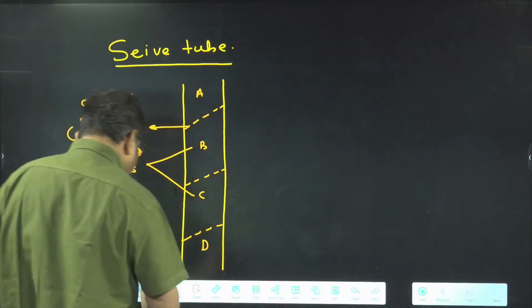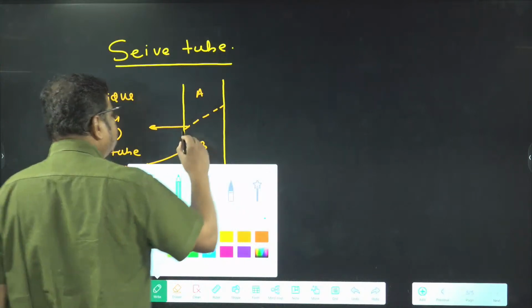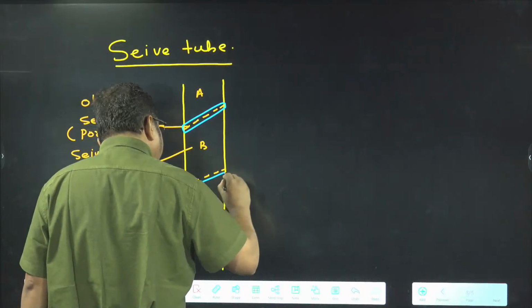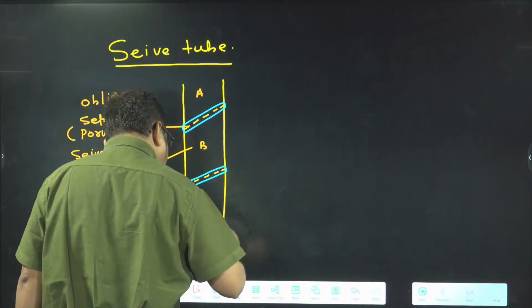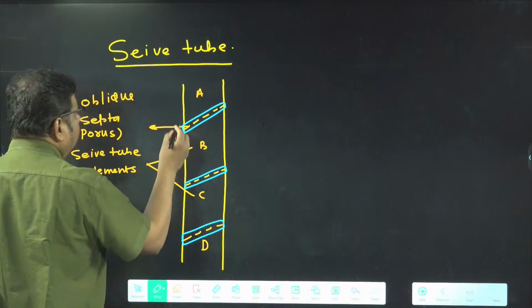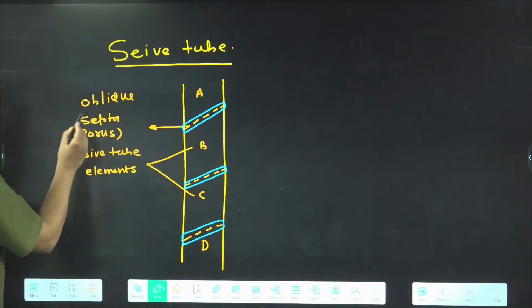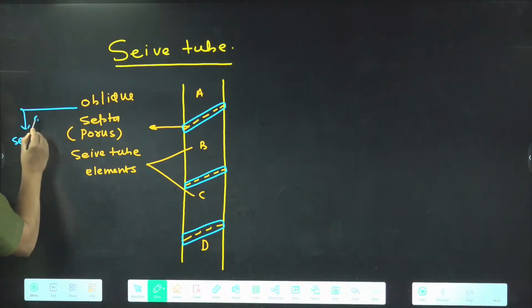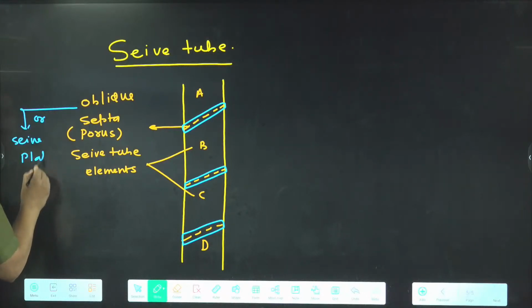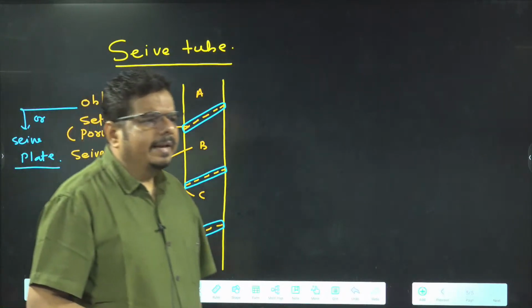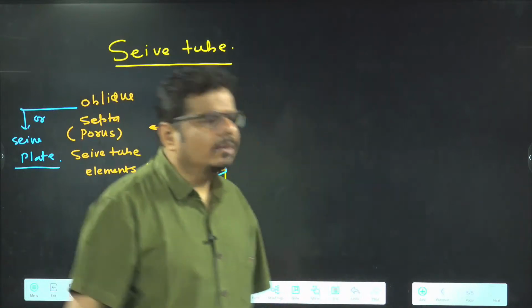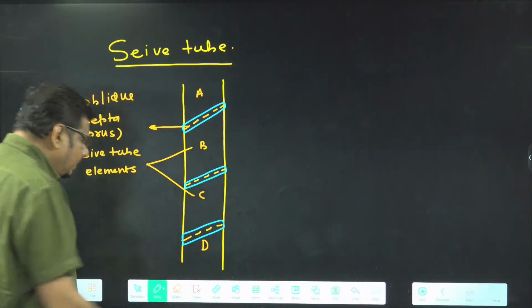So now this cross wall, that is septa, is also called what? We also use another term for it: sieve plate. So these oblique septa are also called sieve plate. So don't confuse. Septa is one thing, and sieve plate is another; it is also called sieve plate. Clear or not?